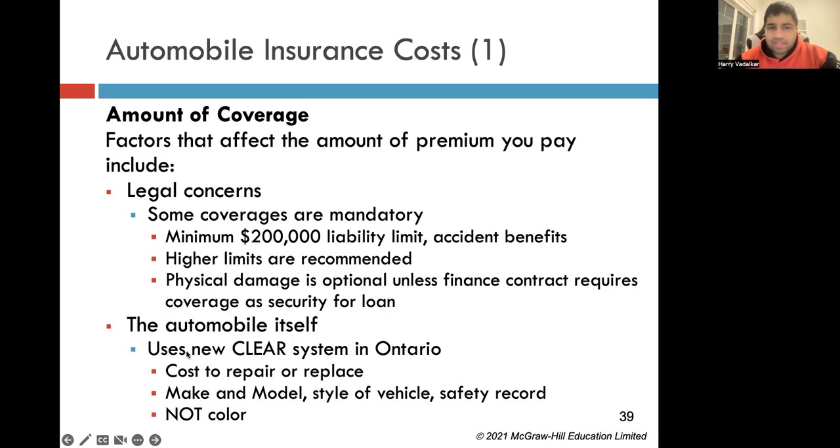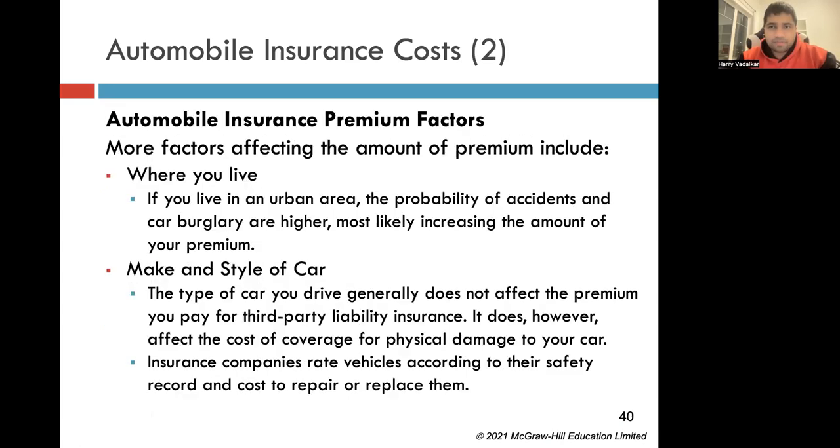The automobile itself uses a rating system in Ontario, so cost to repair or replace is calculated using that system. It depends on make and model, style of vehicle, and it doesn't depend on color. There is a misconception that red cars, or let's say black cars, are more costly to insure. That is not the case. It doesn't depend on color.